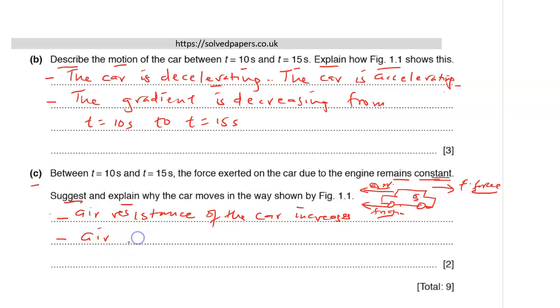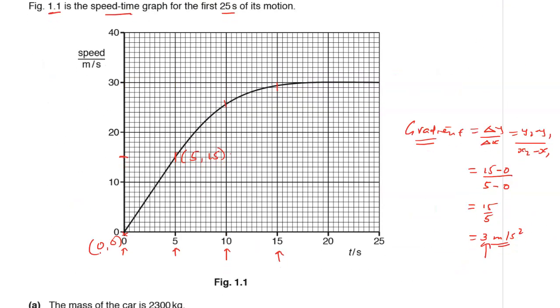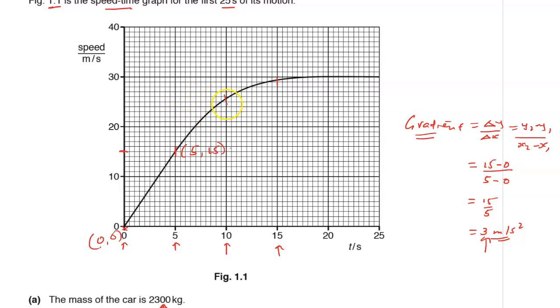Air resistance increases with speed. That is the explanation. And you can see here on the graph at 10 seconds, the speed was, let's say, 26, and at 15 seconds, the speed is 29. So the speed is increasing from 26 to 29. So as the speed increases, the air resistance also increases.